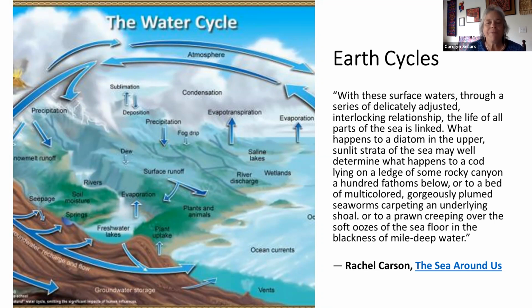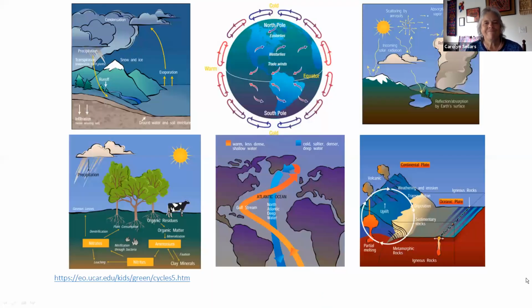I'm just going to touch on some other cycles right now. These are small images, I know, but I'll send you the link so you can learn about it all yourself. The top left picture is the water cycle. The round one in the middle shows the cycle of air in the atmosphere, how air moves from the colder polar regions to the warmer equator regions. The top right picture is one of the energy cycles. The sun's energy falls on the earth. Some of it is absorbed, some of it is reflected back.